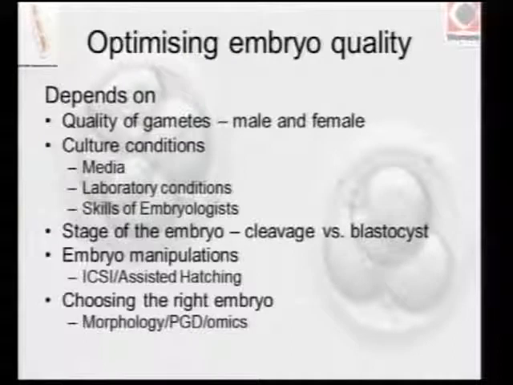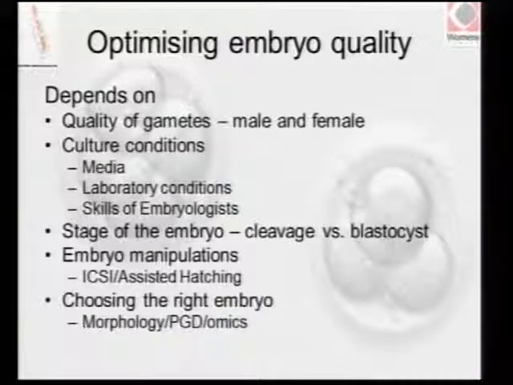Stage of the embryo also is important. Cleavage stage embryos and the blastocyst embryos. Blastocyst embryos implant better, and we'll look at it a little later. Embryo manipulations, again, when it comes to that, it becomes important that the manipulation should be done only where it's necessary, when it's necessary, and in the ideal way, that is ICSI and assisted hatching.